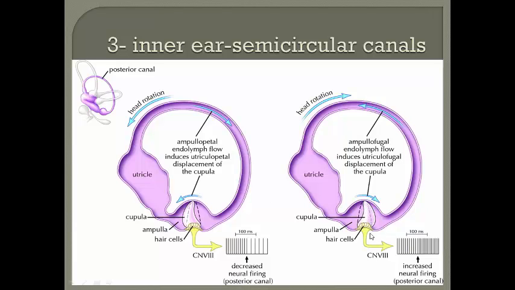a membrane called the cupula. Movement of the semicircular canal will cause movement of the endolymph inside it, and this movement will displace the membrane called the cupula, and this displacement will stimulate the hair cells to produce action potentials and will cause the sensation of balance.